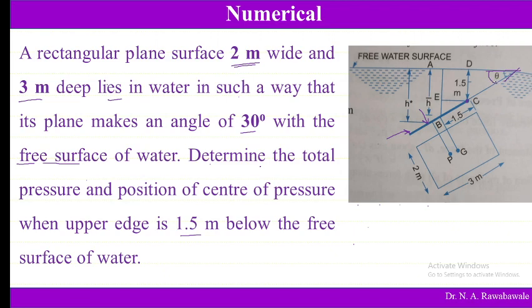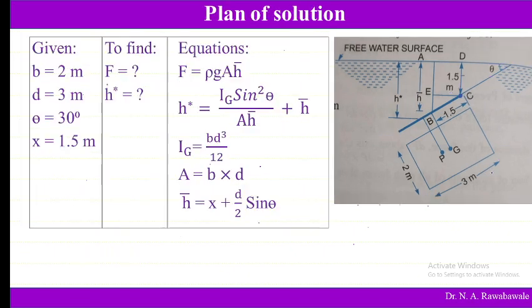Theta here is given as 30 degree, and then it says that this edge C, this upper edge in this front view, is at 1.5 meter from the free surface of water, and the width of this plate is 2 meter and depth is 3 meter. Then we are asked to find out the total pressure and position of center of pressure, that is H star and EF. Now we'll collect this information.